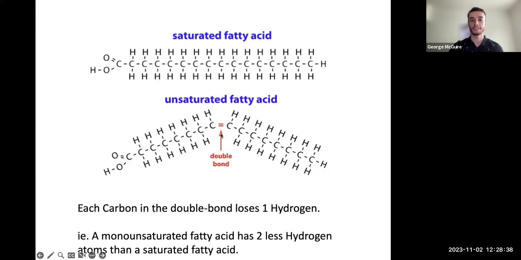this molecule would have 2 less hydrogens than the equivalent saturated fatty acid. Because 1 bond from each of these carbons would have been given to hydrogen, but since they are double bonded instead, there are 2 missing hydrogens from this fatty acid tail.